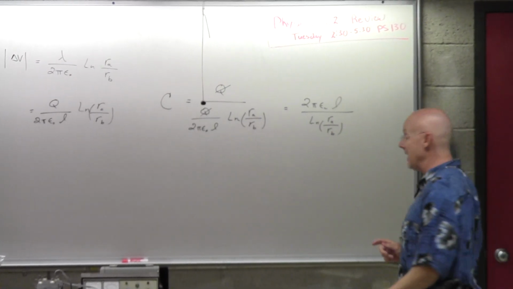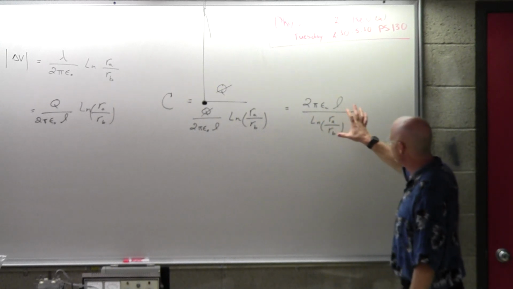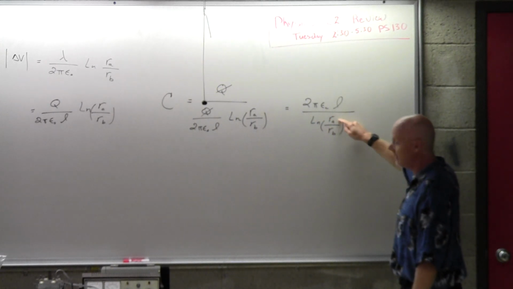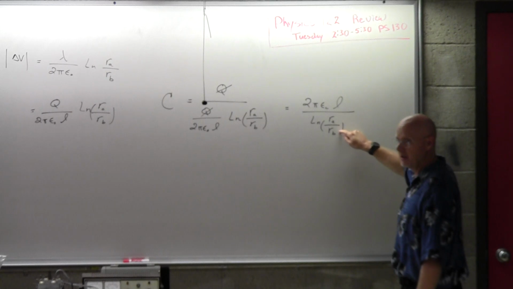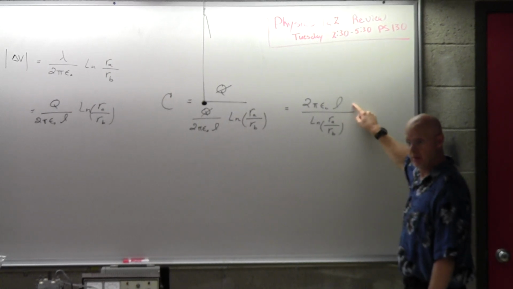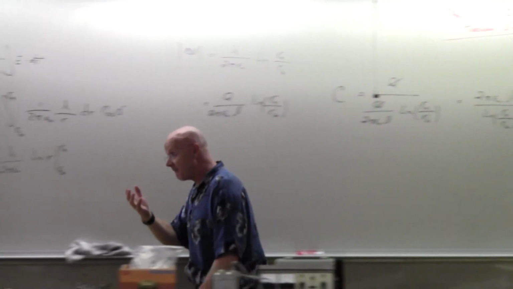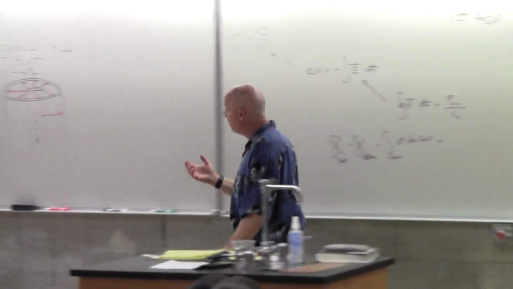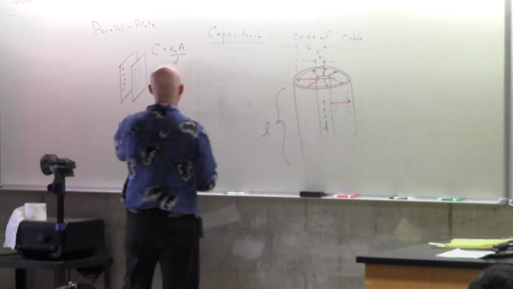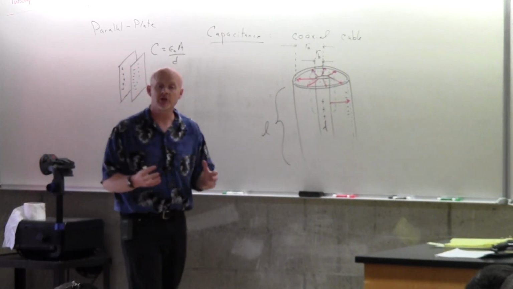Now let's point something out. Notice the capacitance depends on geometric factors, right? How long is my cable? What is the ratio of the radii? Now, didn't we see that for the parallel plate? The parallel plate, what did the capacitance depend on? Yeah, the area and the distance between them, a bunch of geometric factors.